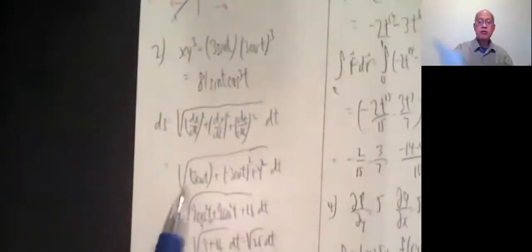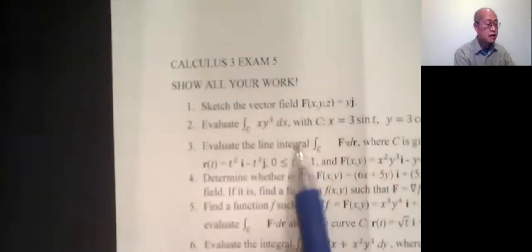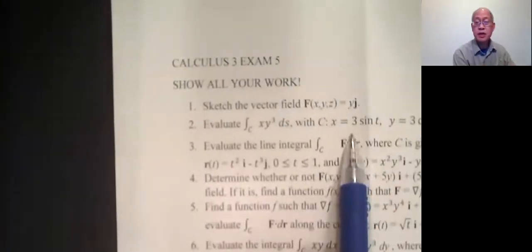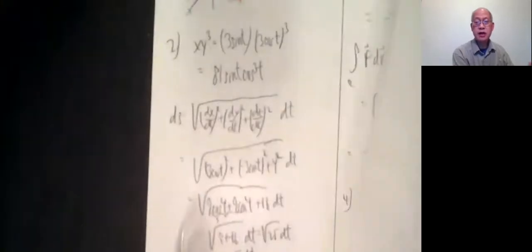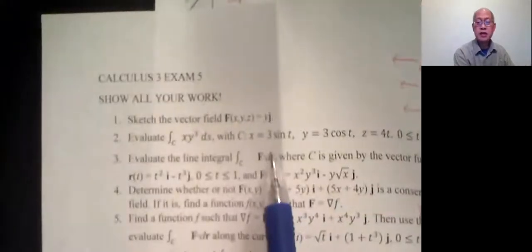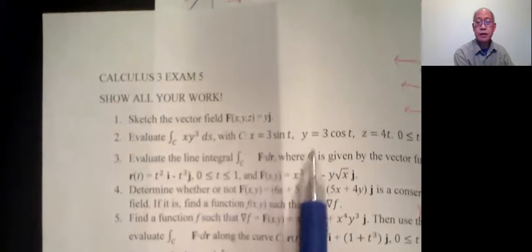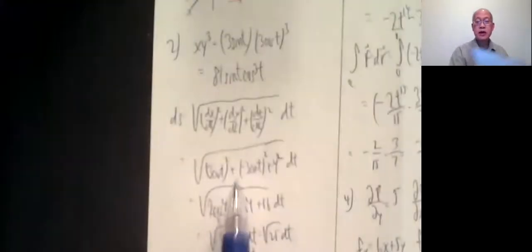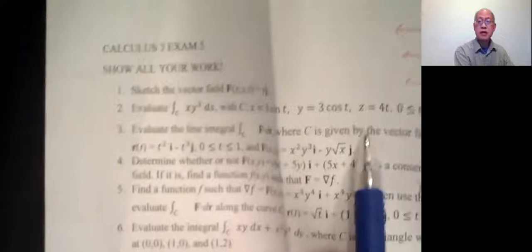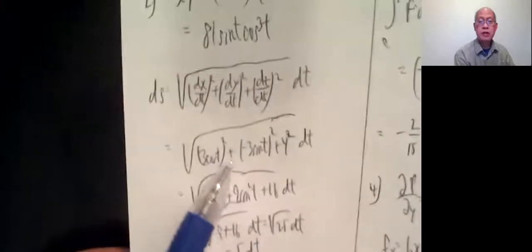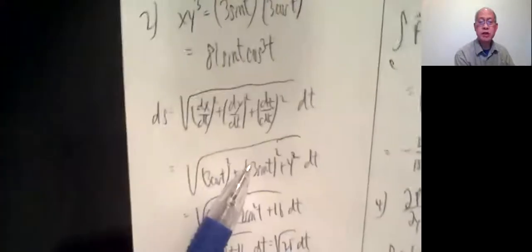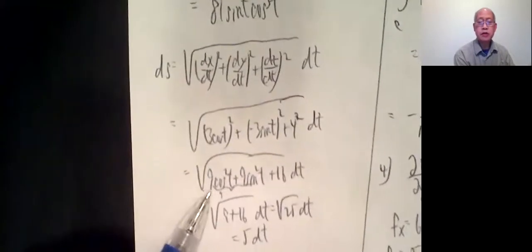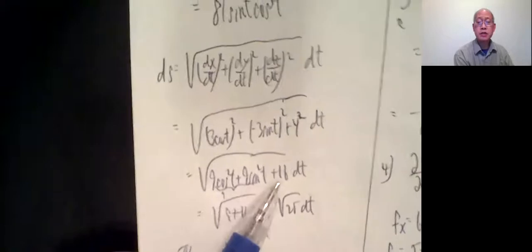So I differentiate each one with respect to t. dx/dt is 3 cosine t, so I square that. dy/dt is negative 3 sine t, I square that. And then dz/dt is 4, I square that. So I have (3 cosine t) squared plus (negative 3 sine t) squared plus 4 squared underneath the square root of dt. Comes out to be 9 cosine squared t plus 9 sine squared t plus 16.